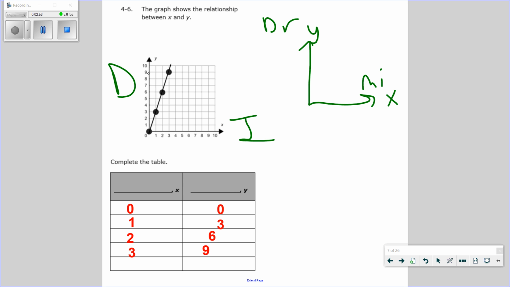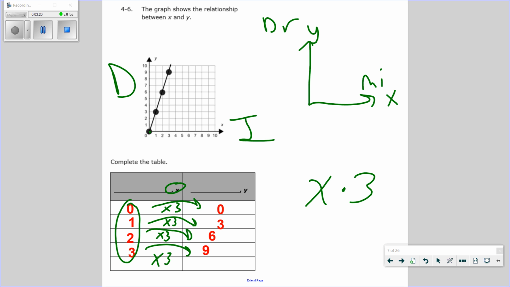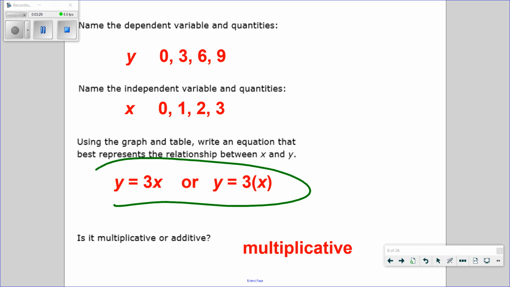So this is xy. This is 0, 0. This point is at 1, 3. This point is at 2, 6. This ordered pair is 3, 9. What is the relationship between x and y to write the equation? Times 3, times 3, times 3, times 3. So we're multiplying these numbers, which are x, times 3. Do you know another way to say x times 3? 3x. So the equation is y equals 3x.